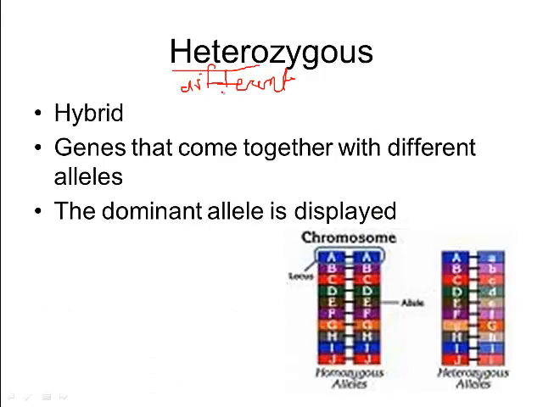Okay, in the case of a heterozygous individual, it is the dominant allele that will be displayed. So in this case, big T, little t would be tall, but this is a heterozygous individual because they have both a dominant and a recessive. But because the dominant's there, that is what they're going to show. Okay, so that's what heterozygous is.